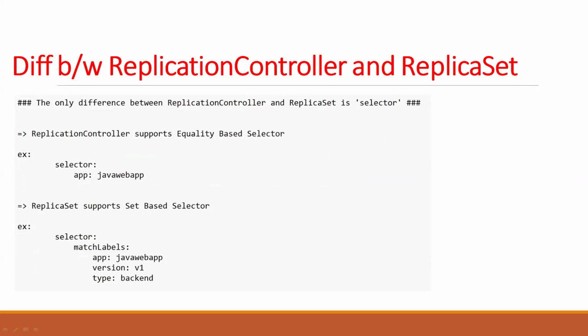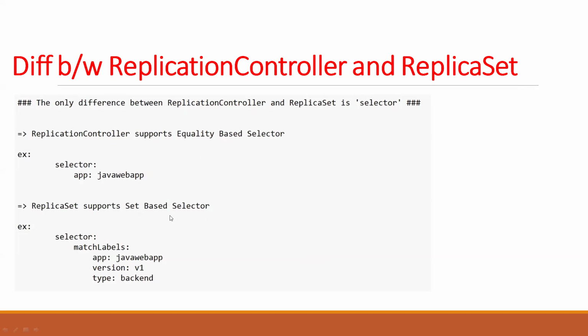The replication controller supports equality-based selectors, and the replica set supports set-based selectors. What is that, guys? A replication controller supports equality-based selectors. A replica set supports set-based selectors. So what is a selector? An equality-based selector is just a single selector that we can add, but the replica set supports set-based selectors.